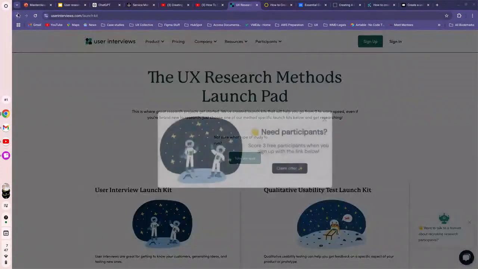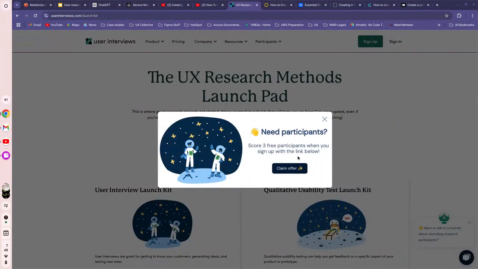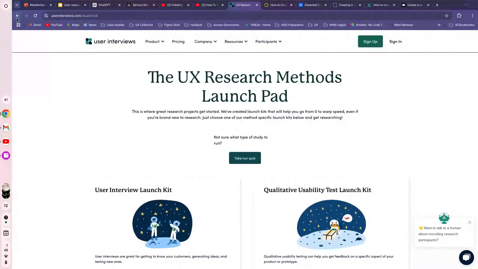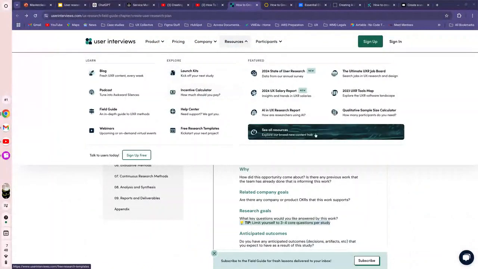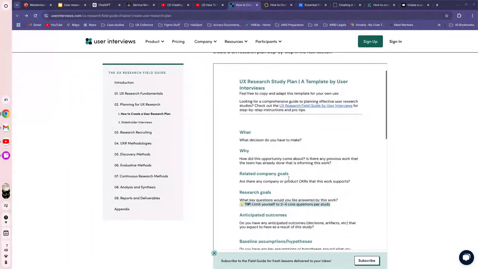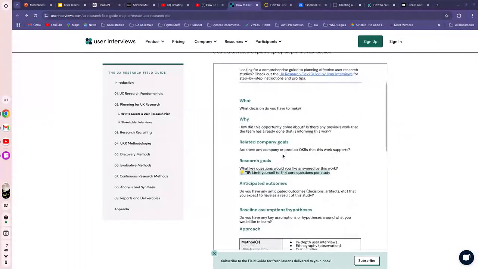Let me go back to where I was coming from. This is their product where they can help you find people for research. That's what they do, really. But anyway, back to where I was coming from. Look at the template they've got. I like it. It talks about the what, the why, related company goals, the research goals. You can see there.